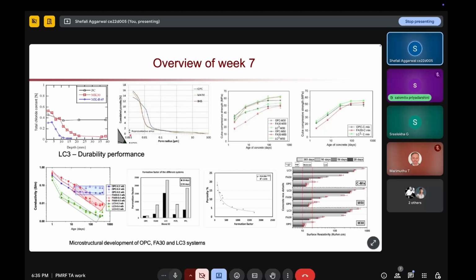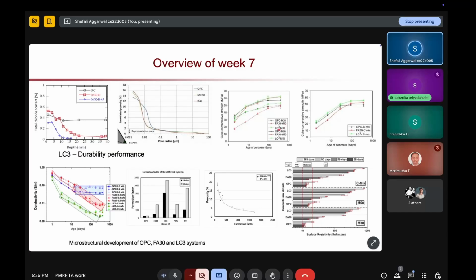Other is porosity. In the same way, if you see the porosity, smaller radius pores are more as compared to bigger diameter pores. That means your pores are being filled by limestone, and that's why your porosity is decreasing. In the same way, if we talk about other things like strength value, comparing fly ash and LC3.